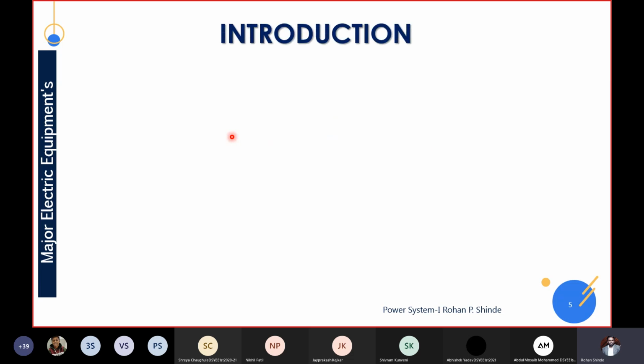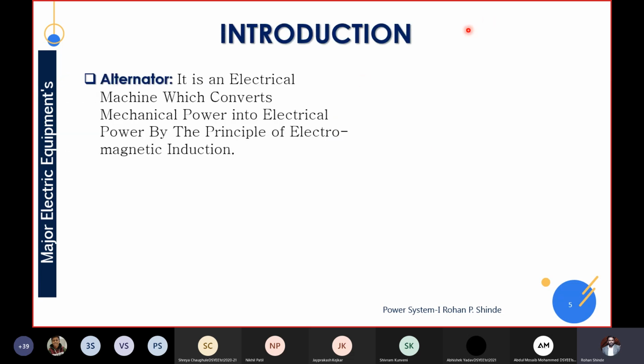Okay, now see here, we will first see what are the introductory parts about this. So first we have to know about alternator. Okay, so what is the alternator? Alternator is an electrical machine, right? Instead of electrical machine we have to see it as an electromechanical device, because this is an electromechanical device which converts mechanical power into electrical power. So before starting, see here.